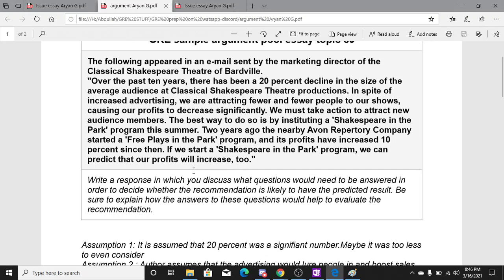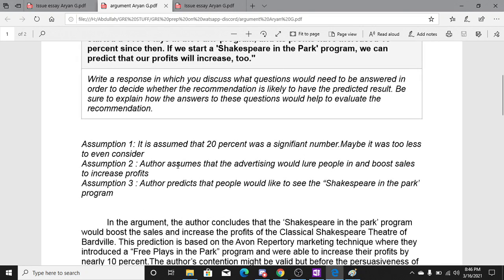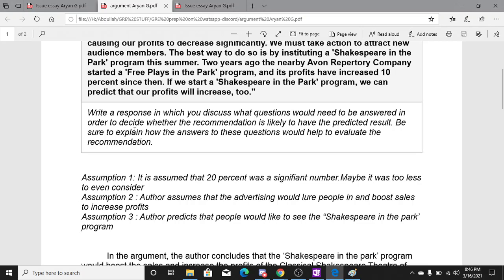Okay. So now that we are done with our analysis, let's jump into what Ariane has stated, and now we will be in a better position to compare what he has done. So it says, okay, let me read the instructions. Write a response in which you discuss what questions.